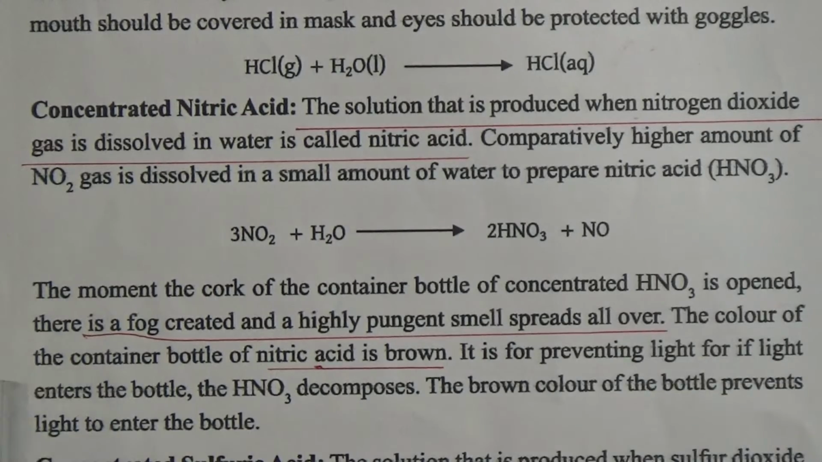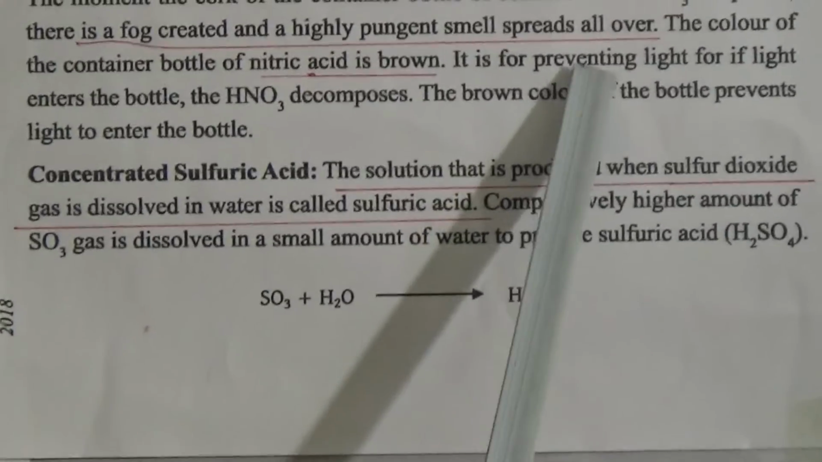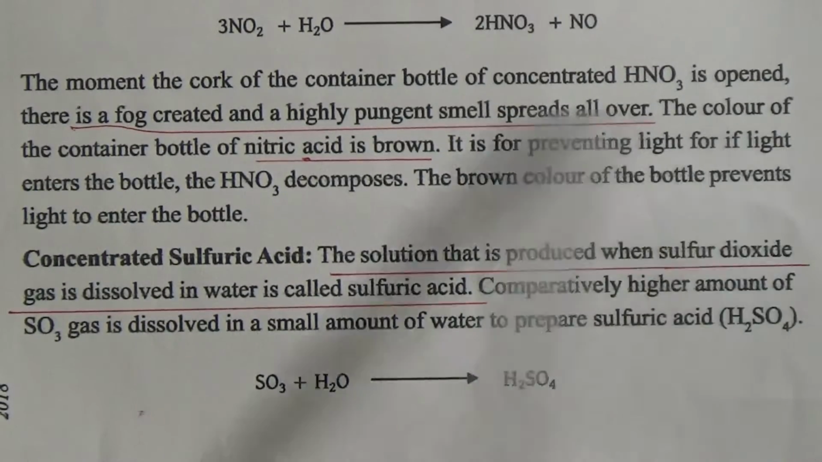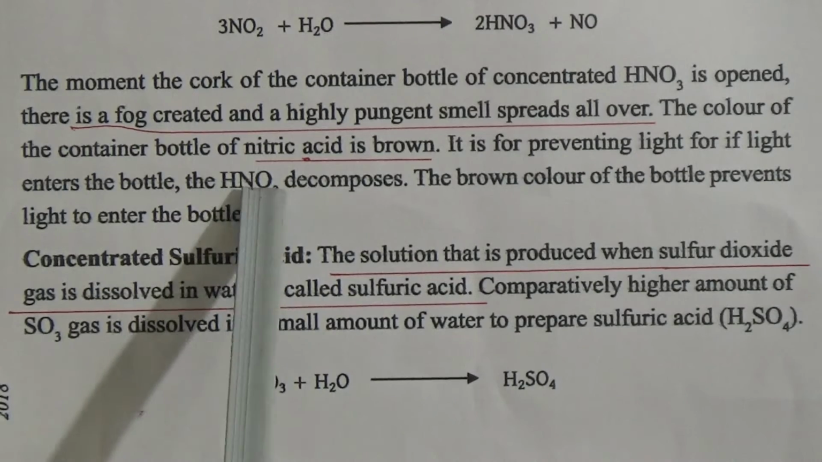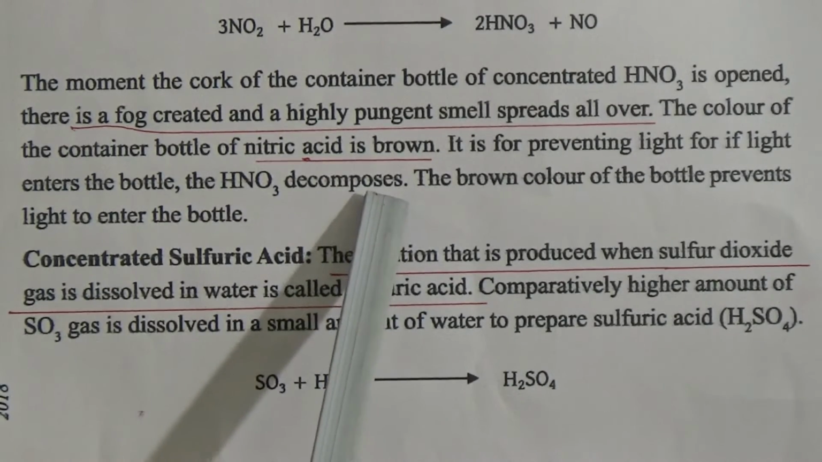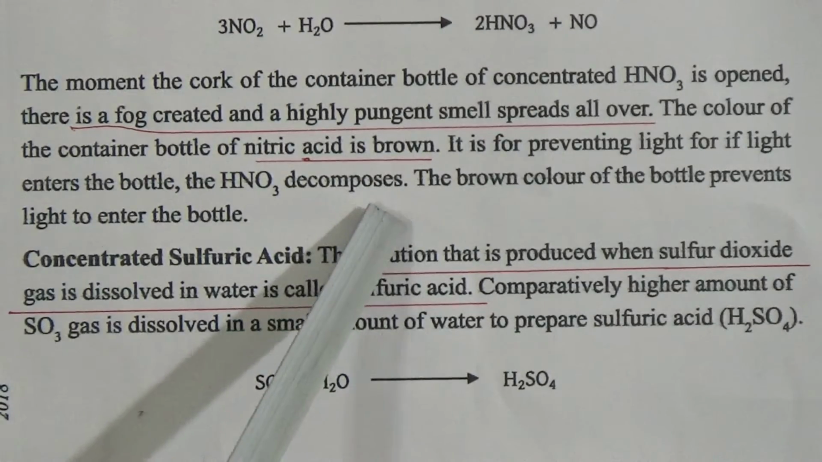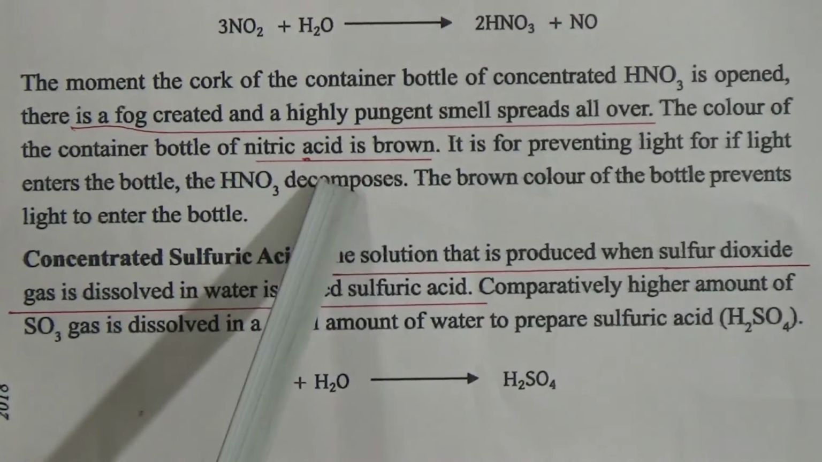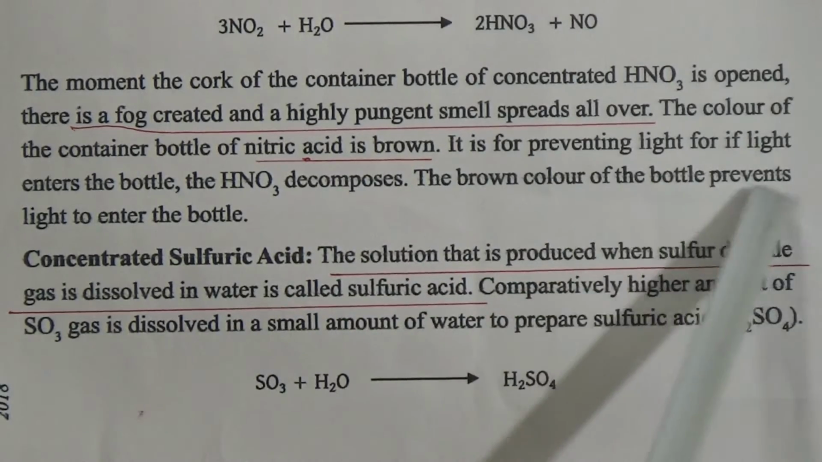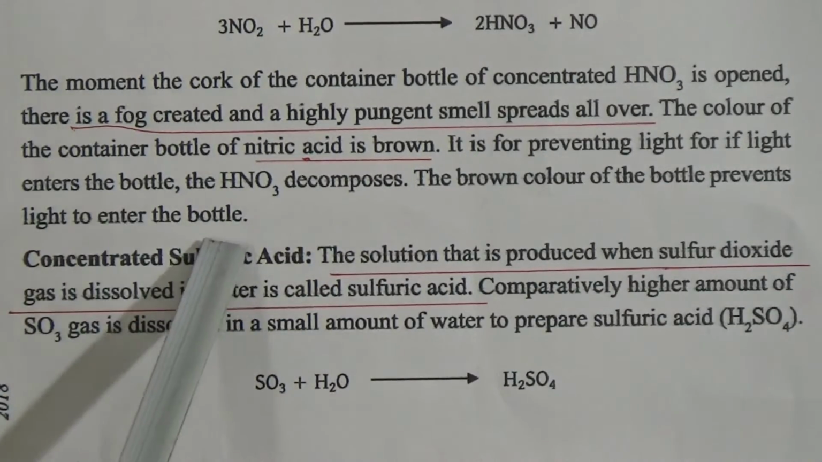The color of the container of the nitric acid bottle is brown, to prevent light from entering the bottle, because then nitric acid will be decomposed. That's why we have to use a deep dark color bottle, so that light cannot enter it. The brown color of the bottle prevents light from entering the bottle.